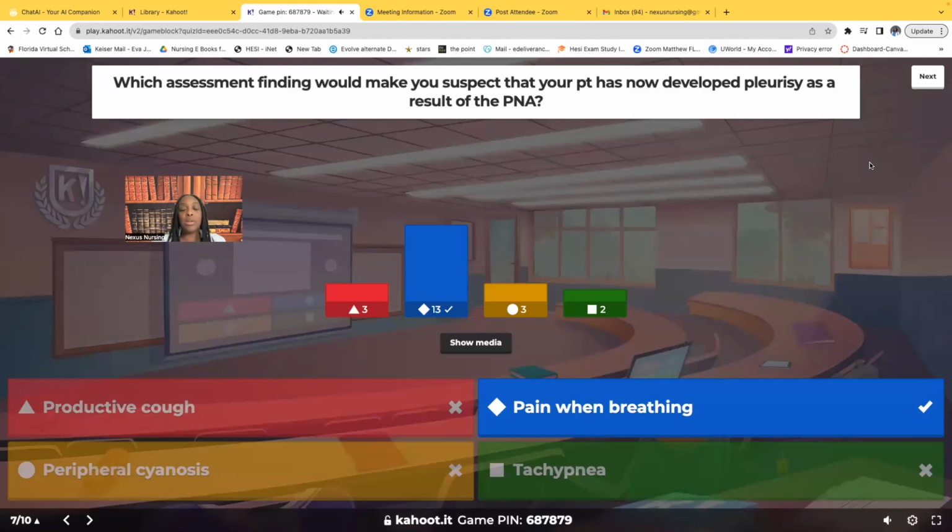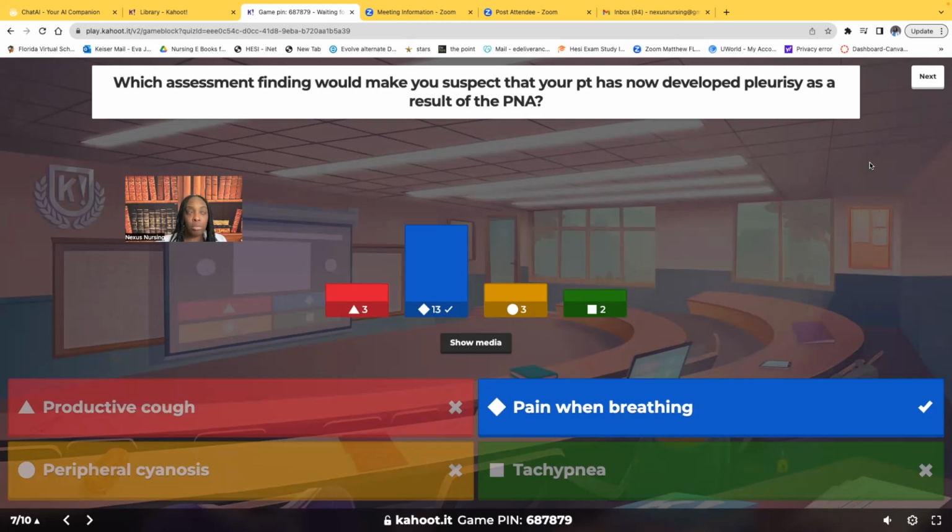Correct. Pain when breathing. So let's talk about what pleurisy is. Pleurisy, guys, is inflammation of the pleura. It's inflammation of the lung lining, and that is a possible complication of pneumonia. And so the patient who has pneumonia, when they have pleurisy, that pain is usually described as a sharp, stabbing pain upon taking a deep breath. So your patient who already had pneumonia, if they're all of a sudden complaining about pain just breathing, you should suspect that the patient's now experiencing pleurisy.